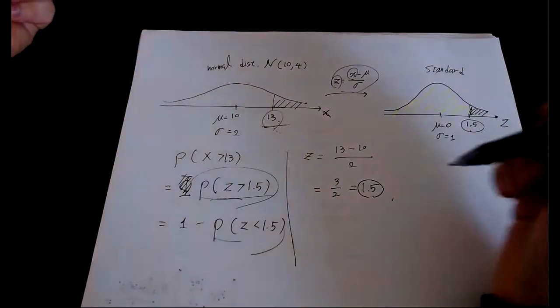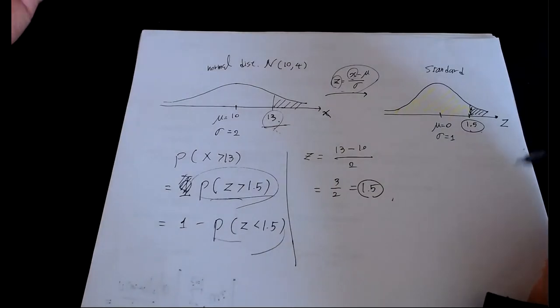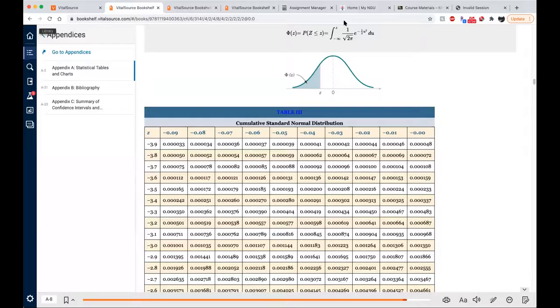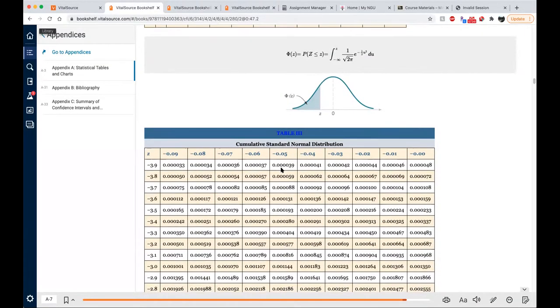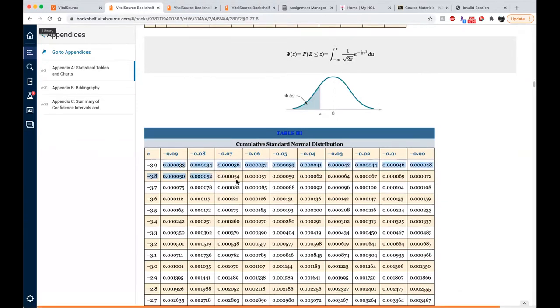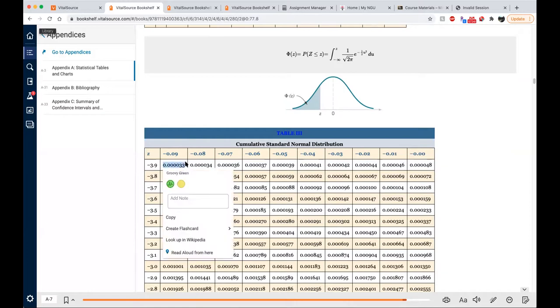Because if you look at the table in the appendix, give me a second. You see here, the cumulative standard normal distribution. In the table, these values represent the area from negative infinity to, in this case, negative 3.9 for that one.